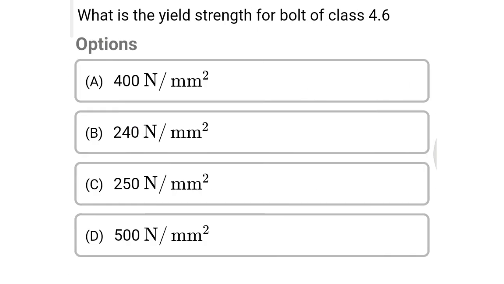So next question, what is the yield strength of bolt of class 4.6? Option A 400 Newton per mm square, option B 240 Newton per mm square, option C 250 Newton per mm square, option D 500 Newton per mm square. So the correct answer is option B 240 Newton per mm square.